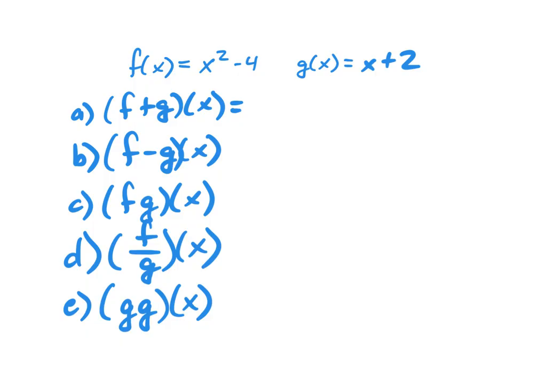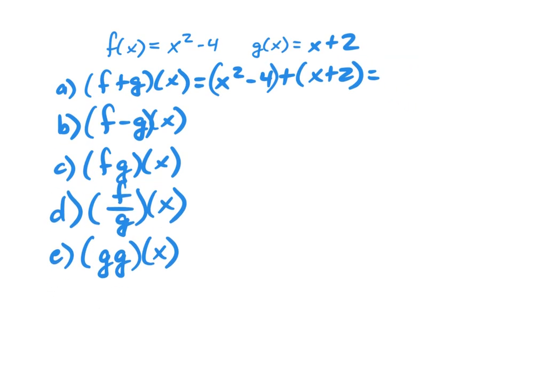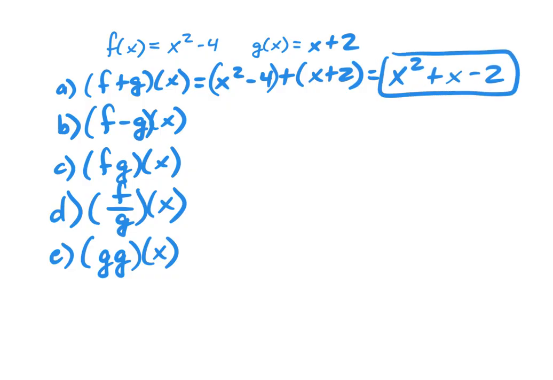X squared minus 4 plus, I kind of like to put these in parentheses just to kind of separate them. Here's the f function, here's the g function. We're going to add them together. And what we always want to do is try to simplify if we can. If I can do anything to combine like terms or simplify this, then we want to do that. And so in this case, the x squared and the x, nothing can combine, but I have a -4 plus 2, which would be -2. And that would be our answer. That's all we got to do.